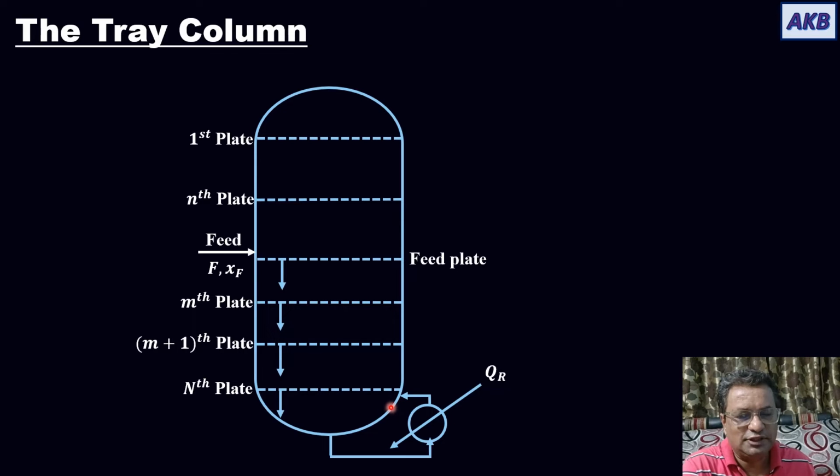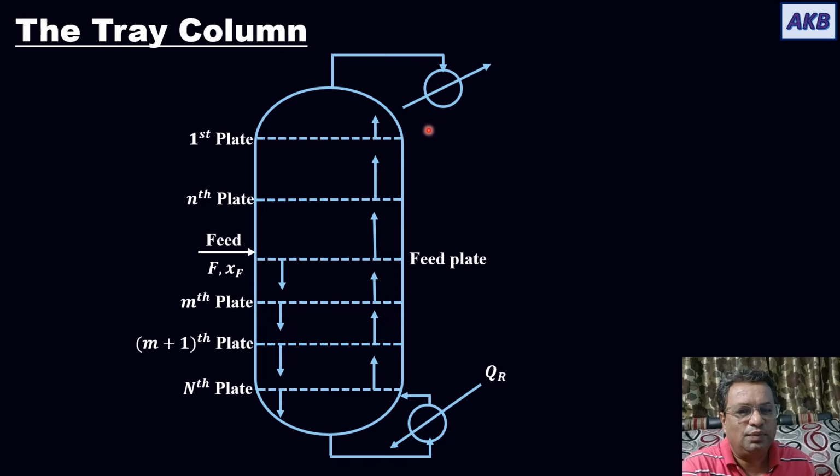This vapor phase is then admitted at the bottom of the column. The vapor phase rises through the column. It is taken out at the top. It is sent to the condenser, where heat is removed at the rate of QC to get a condensate, and then that condensate is divided into two parts.